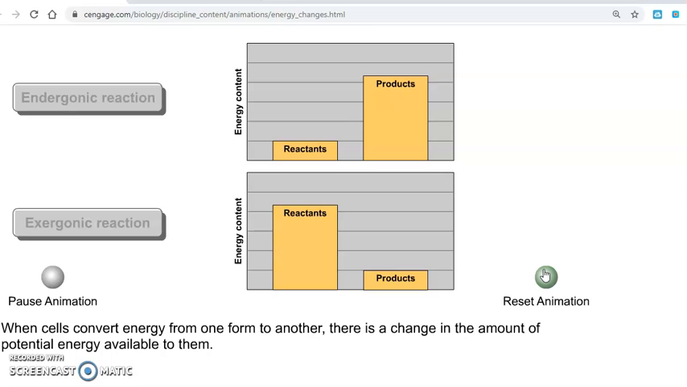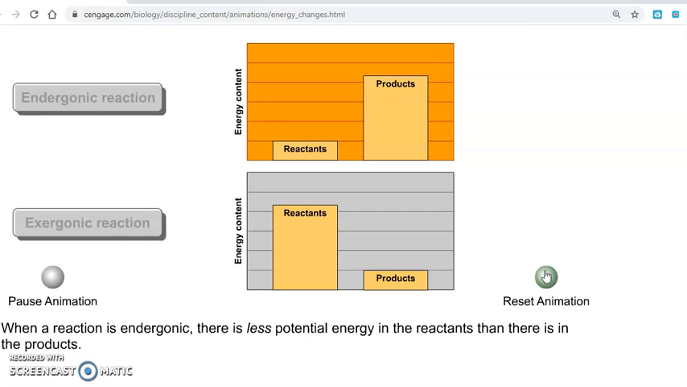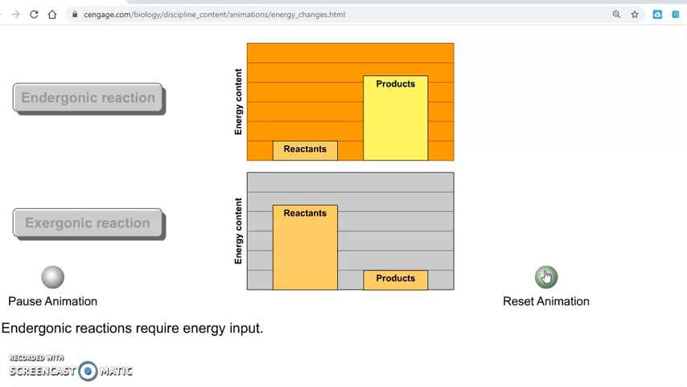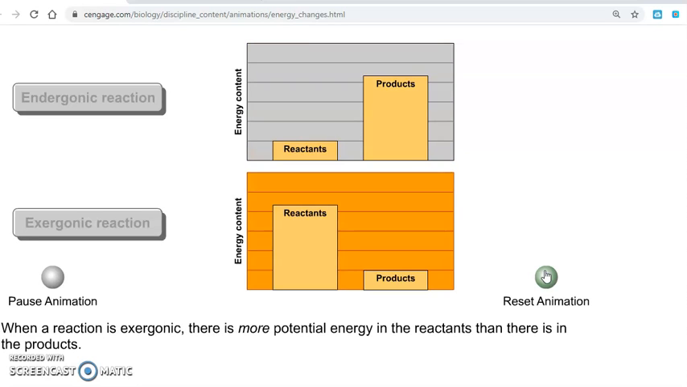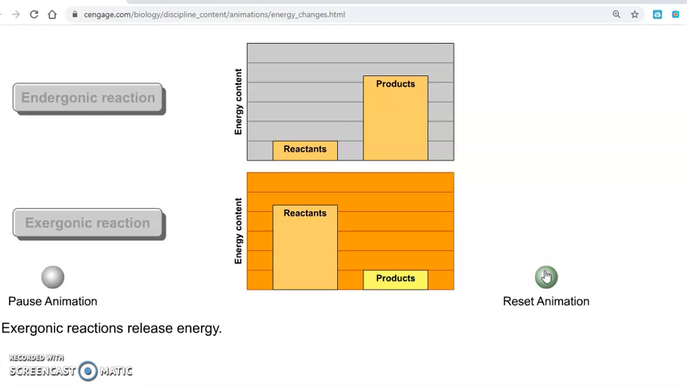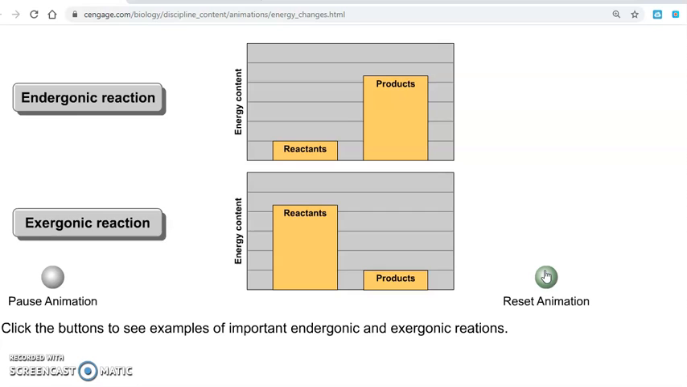When cells convert energy from one form to another, there is a change in the amount of potential energy available to them. When a reaction is endergonic, there is less potential energy in the reactants than there is in the products. Endergonic reactions require energy input. When a reaction is exergonic, there is more potential energy in the reactants than there is in the products. Exergonic reactions release energy. Click the buttons to see examples of important endergonic and exergonic reactions.